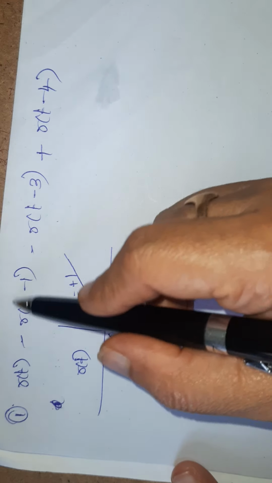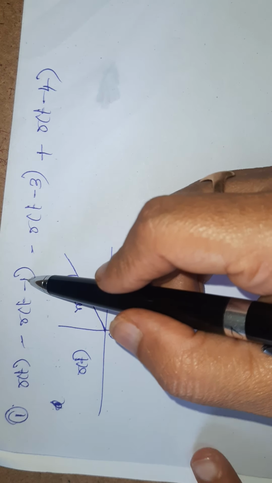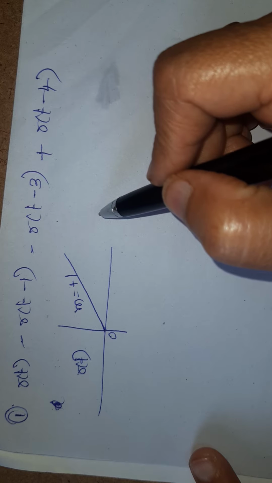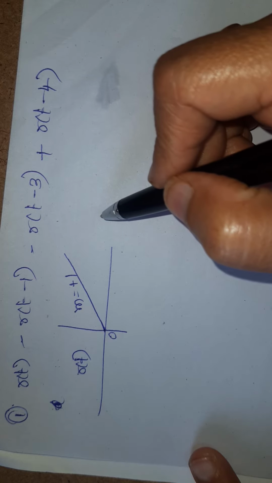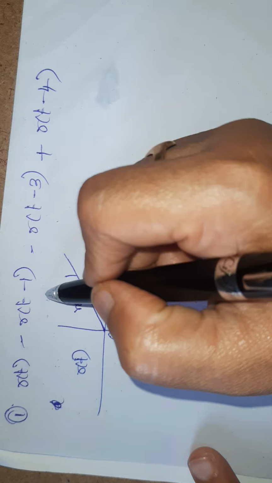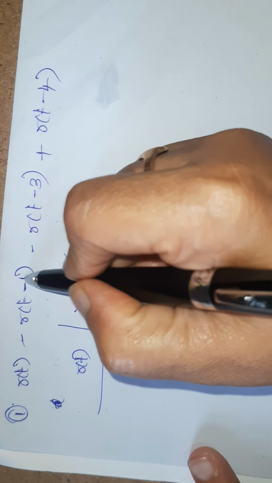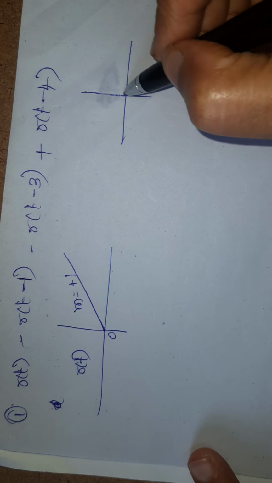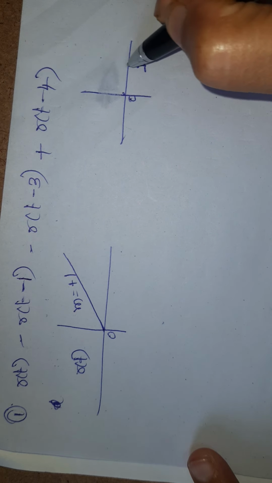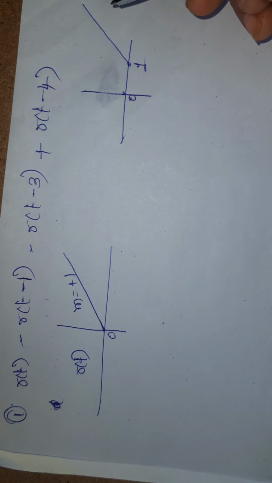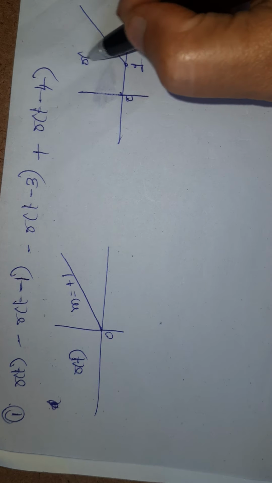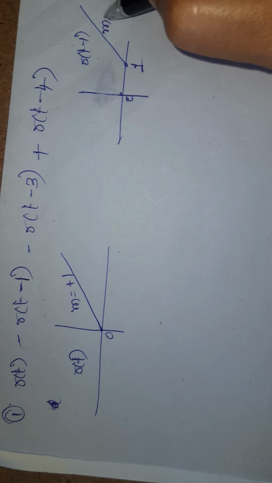Next I am having R of t minus 1. Actually R of t minus 1 is nothing but a delayed version of the signal, delayed by a unit of 1. So R of t minus 1 will be like this. This is 0, this is 1. So this is R of t minus 1, a delayed version, but it is having the slope 1.